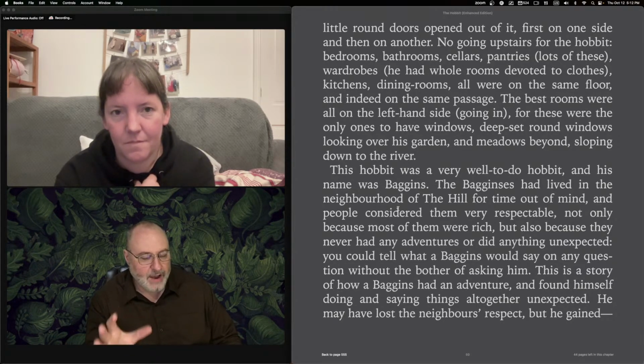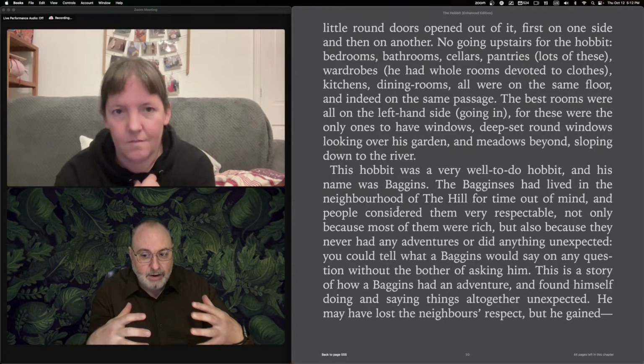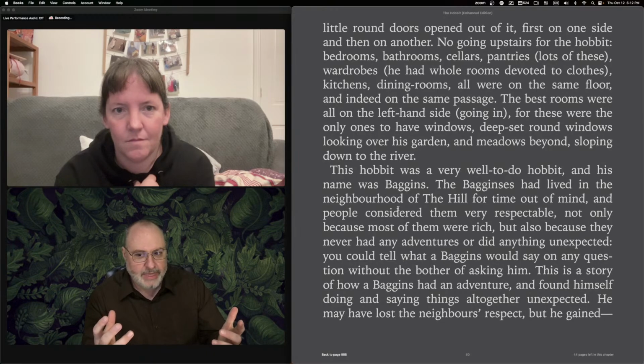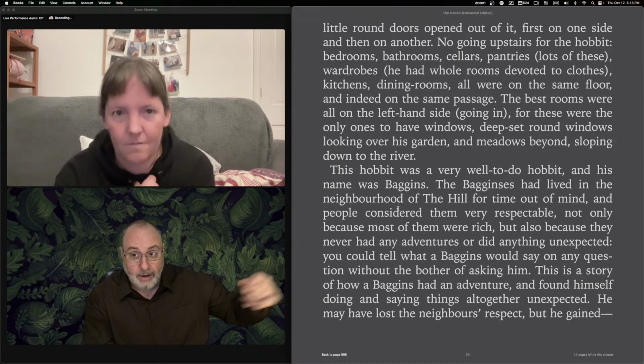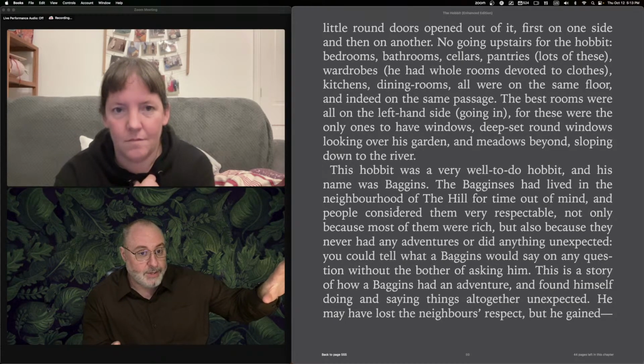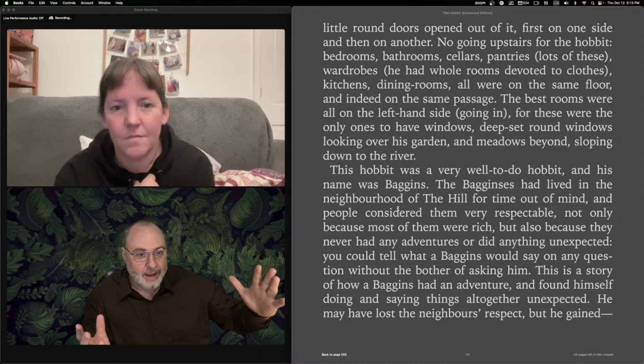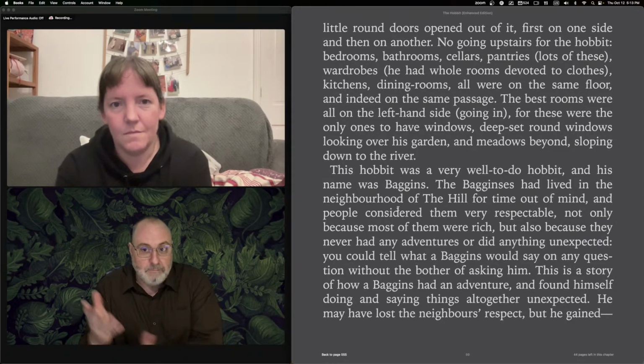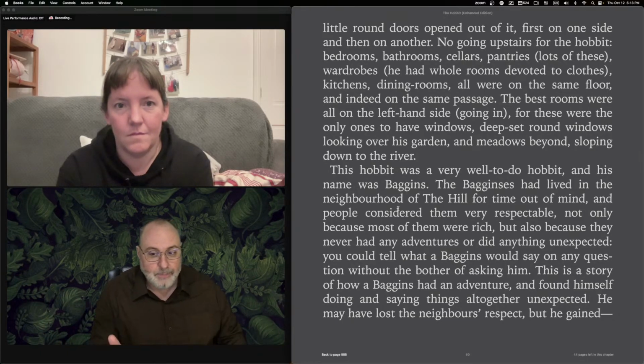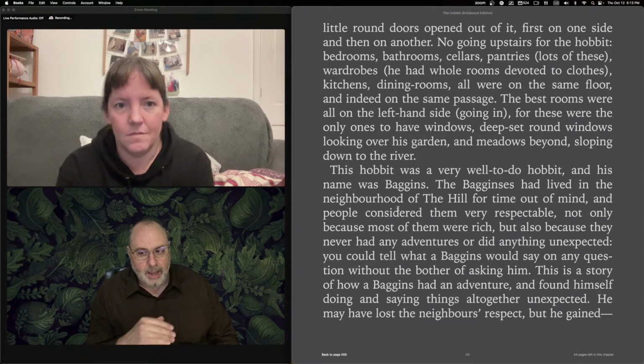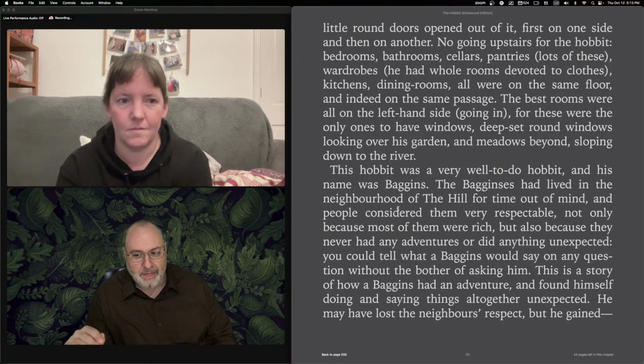Even here, when he's finally talking about the Hobbit, he's talking about the culture of the Hobbit. He's telling us about the expectations that they have, right? The kind of respect, like there are rich hobbits and not rich hobbits. He's telling us a little bit about their economy and their culture. He's talking about the respect that they have because they're rich. That tells us something else about their culture, right? Talking about how he never had adventures or did anything unexpected.